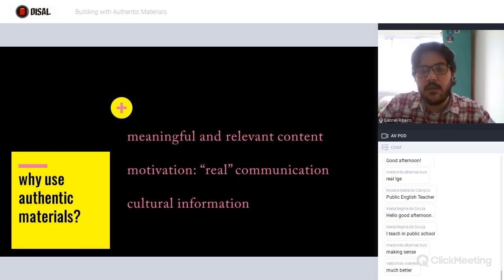A third advantage here is, and I don't think we can overstate how important this is, the cultural aspects of what they are listening to.